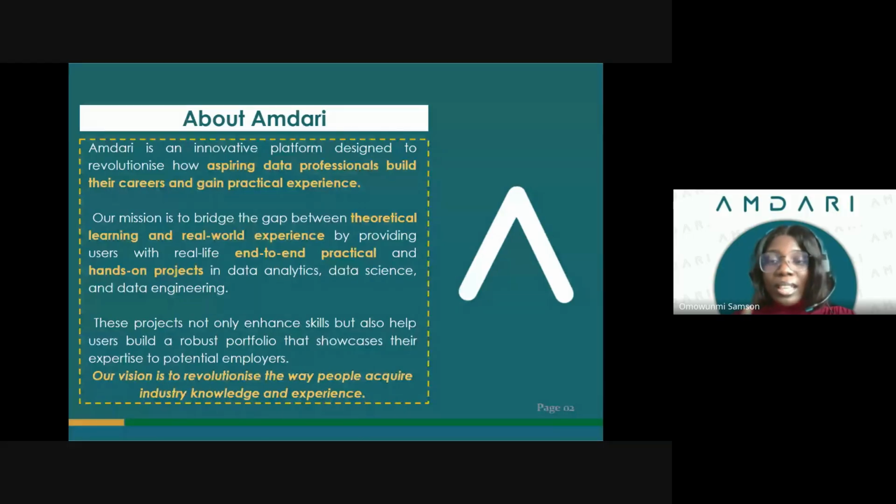So one thing that we have done with Amdari is to collate well-guided projects that cut across data science, data analytics, and data engineering. And we also cover a vast range of industries, from healthcare, because someone here just introduced themselves as a healthcare data analyst. We have projects that cover healthcare, logistics and supply chain, entertainment, pretty much different aspects of the industry.